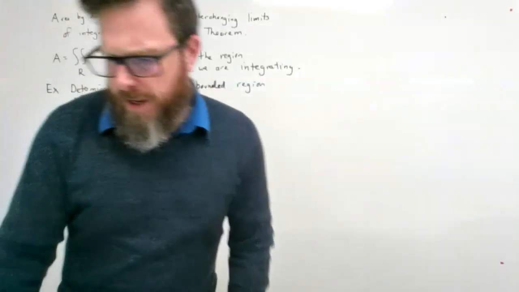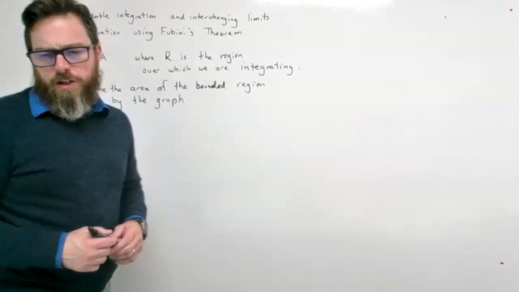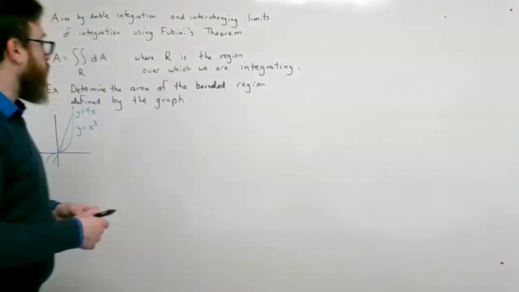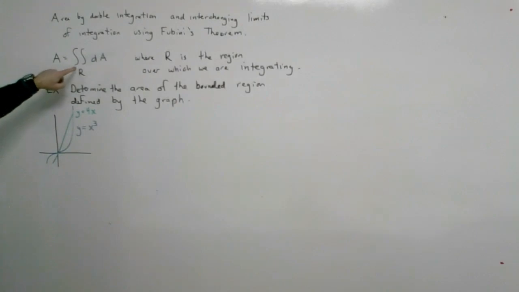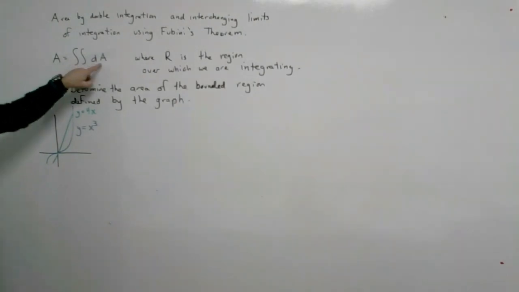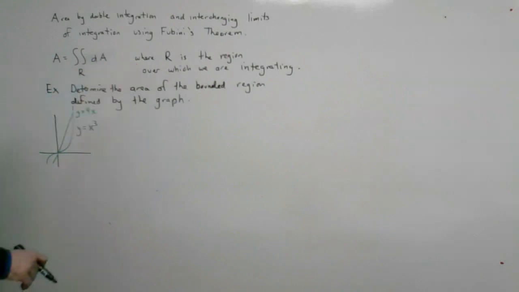So we're going to be finding the area by double integration, and we're also going to interchange the limits of integration using Fubini's theorem. So the area is defined by the double integral over the region with respect to the area, where R is the region over which we're integrating.